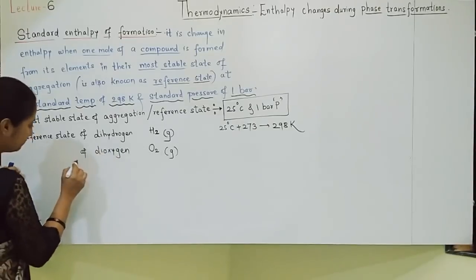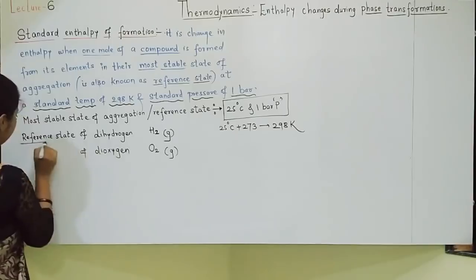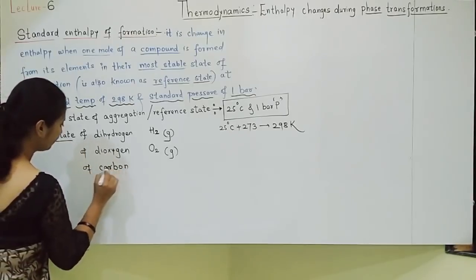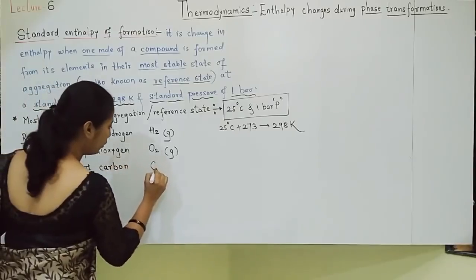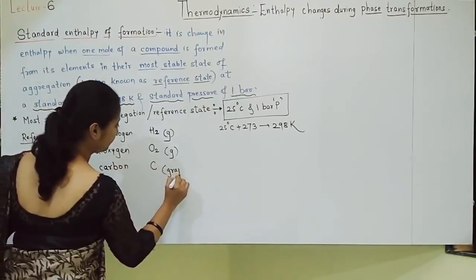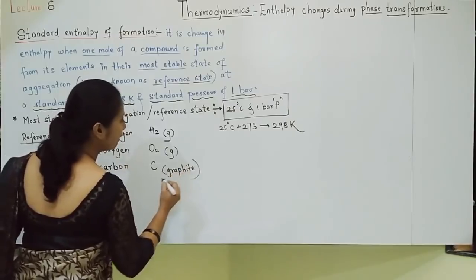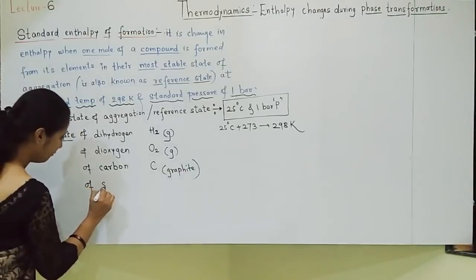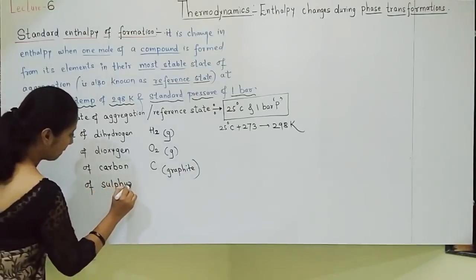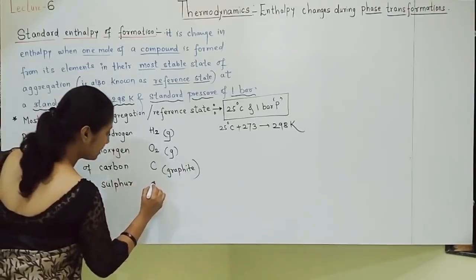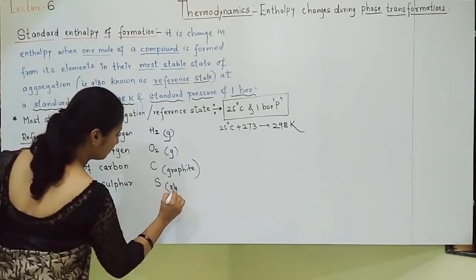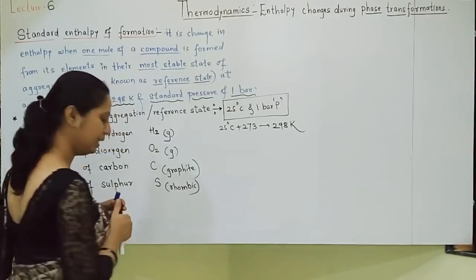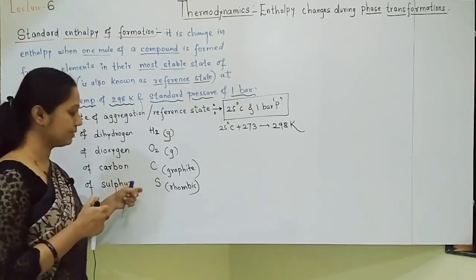Next, the reference state of carbon is always graphite. The graphite form of carbon is very stable. The reference state of sulfur is rhombic sulfur. Rhombic is a very stable form of sulfur.